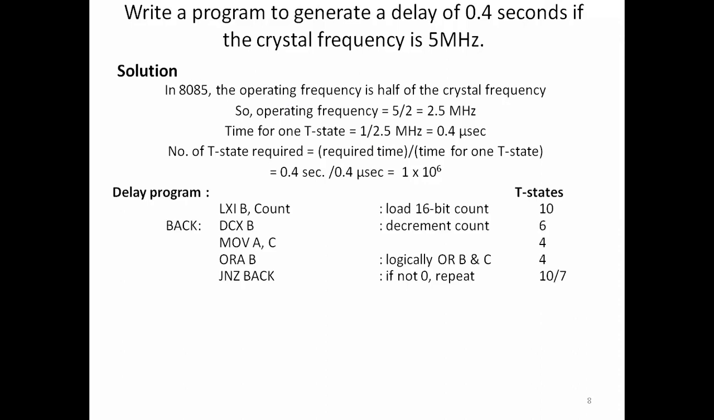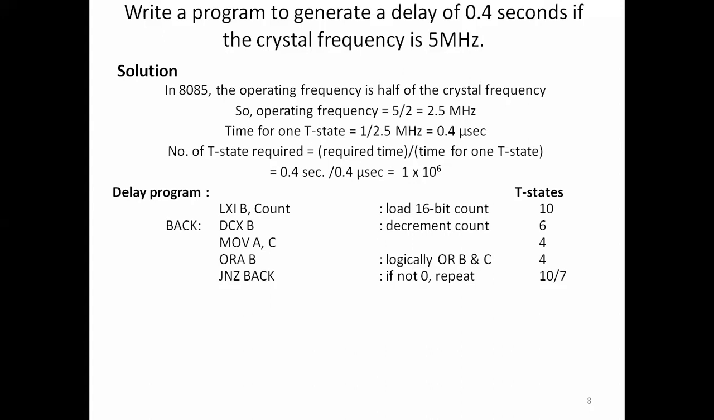I have written a program, and as you have seen, there are many ways by which a delay can be provided. First of all, the delay can be provided by using the NOP instruction, but that delay is very small because the NOP instruction takes only 4 T states. So the delay provided will be 4 into its time period.